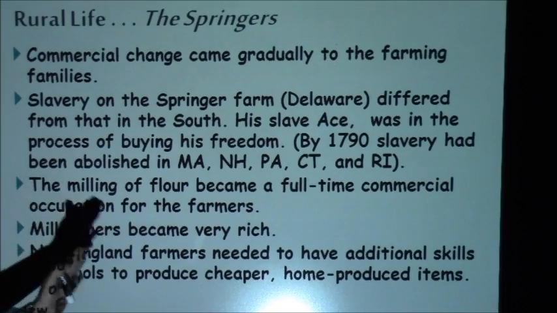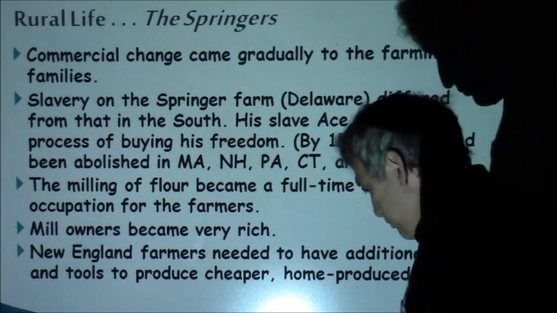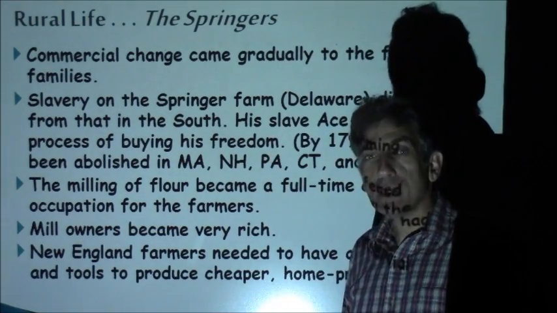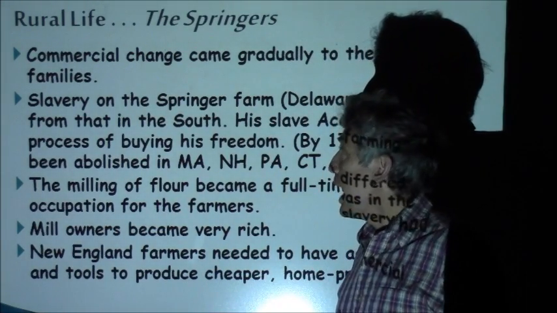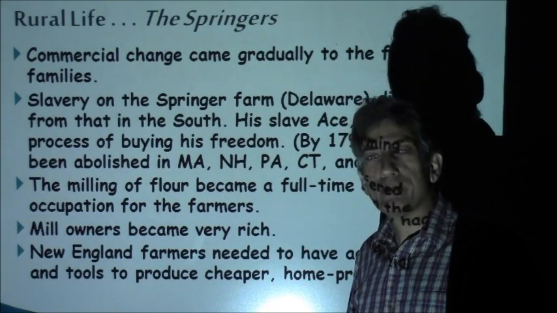The North was not completely industrialized. That's one of the fallacies about the North. The North was also very rural. And we use an example here called the Springer family. The Springer family was in Delaware, and they had slaves. Slaves in Delaware. We don't often think about it that way.